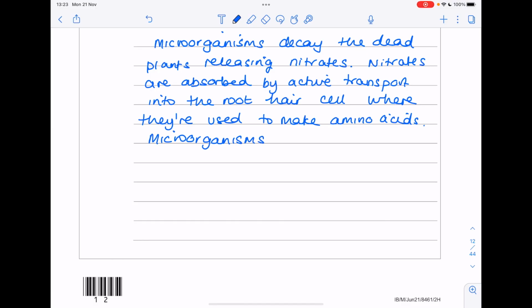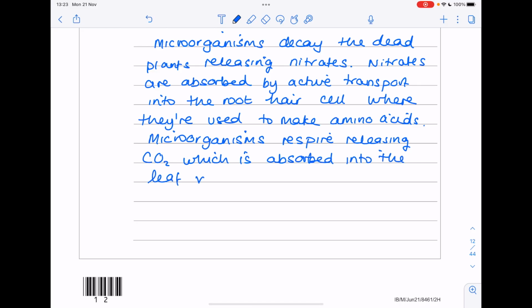And why is that a good thing from a plant growth point of view? Because it releases carbon dioxide, which is absorbed into the leaf of the plant via the stomata, those small pores in the leaf, and the gas is used in photosynthesis to make glucose.